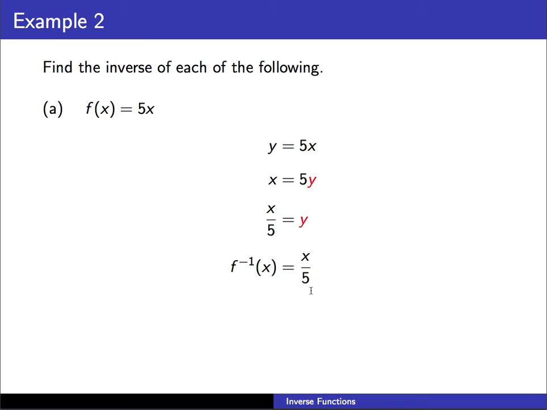And so what this will do is it will guarantee that any input we give our original function, if we take the output we get and put it into this inverse function, we'll get our original input back. So for instance, let's say in our original function we plug in x equals 2. 5 times 2 is 10. If we put 10 into our inverse function, 10 divided by 5 will give us our original value of 2 back. So this inverse function will guarantee any output we get from this function, we can put into this inverse function and get our original input back.